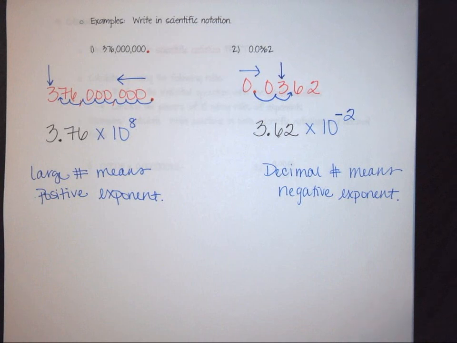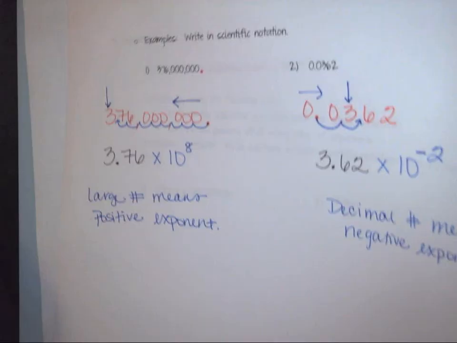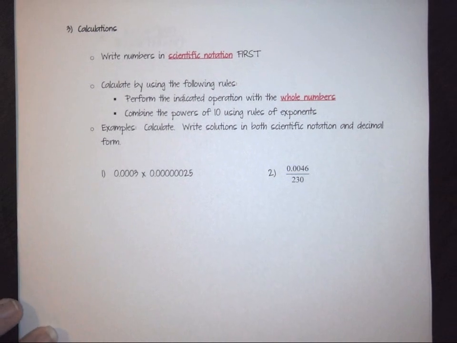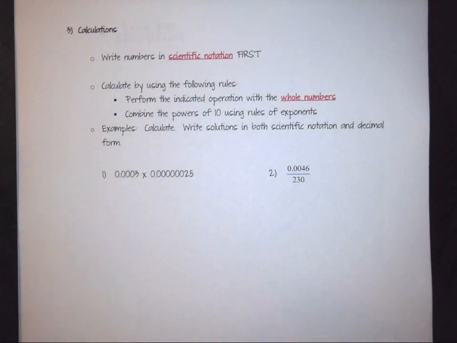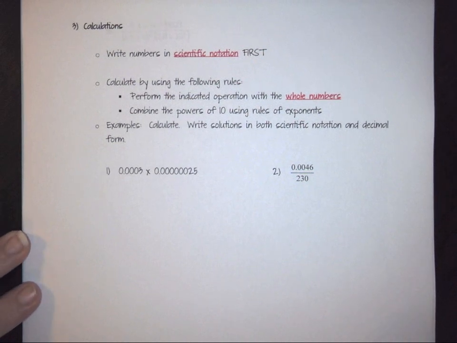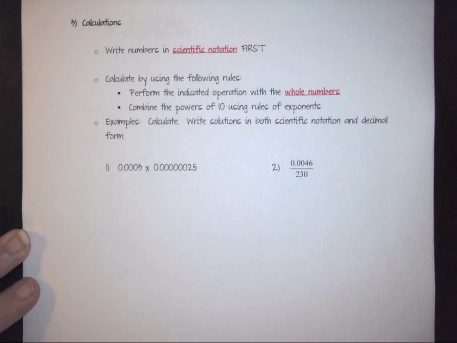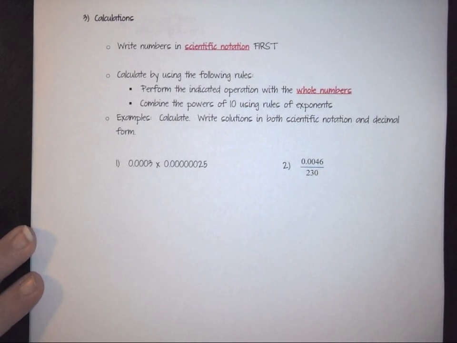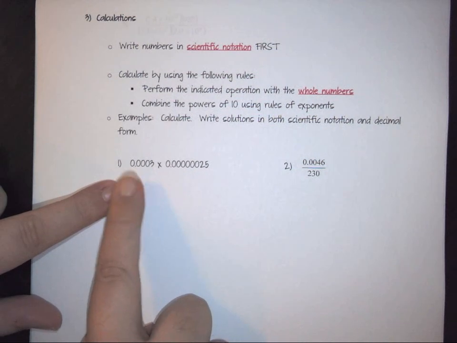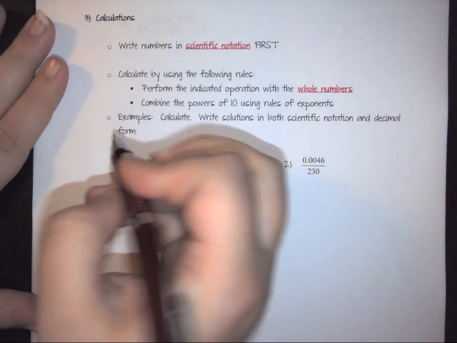Now, there's more that we can do than just simply identifying numbers. We can actually do calculations. In order to do calculations with scientific notation, the first thing you need to do is write all values in scientific notation. So if you look at this first example, I've got these 2 values here, so I need to write each of them in scientific notation.